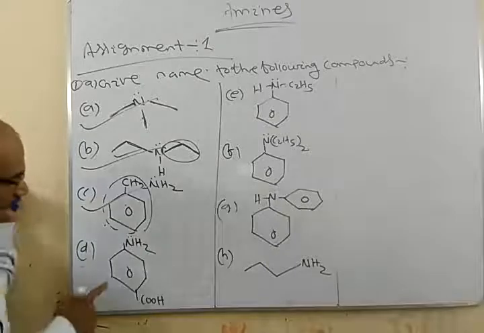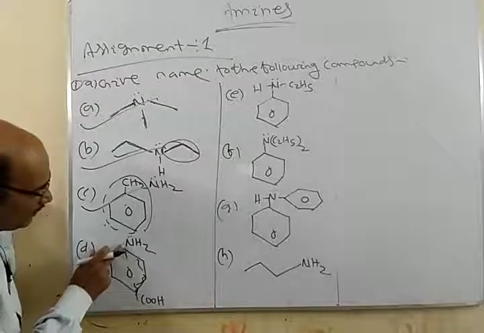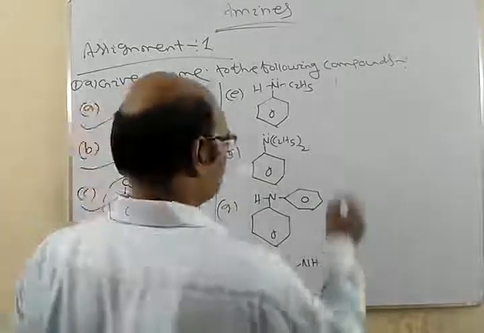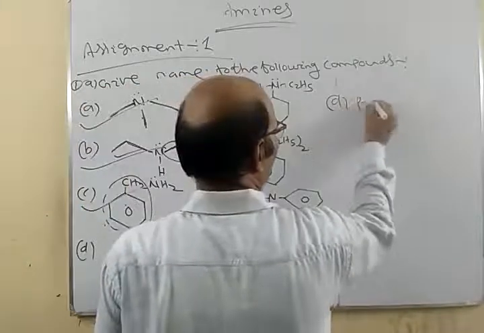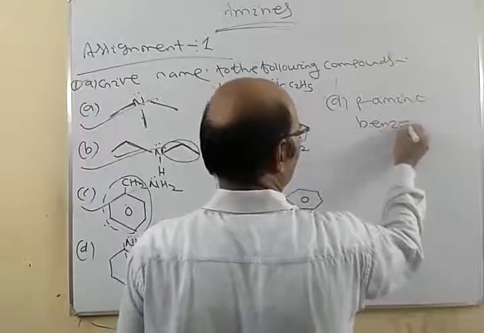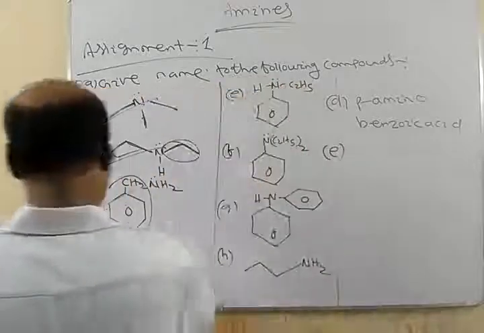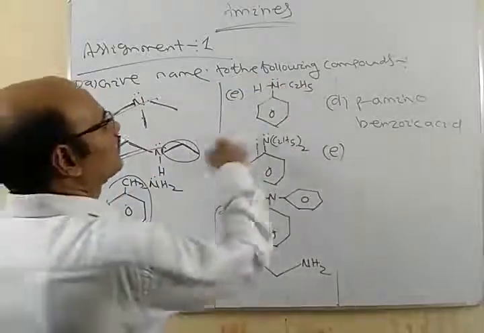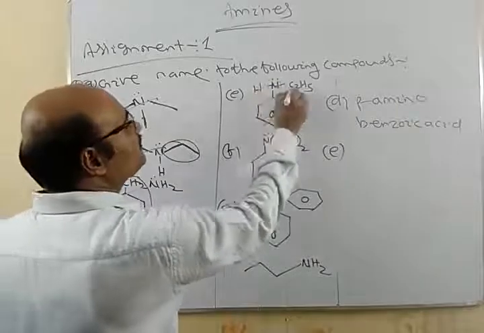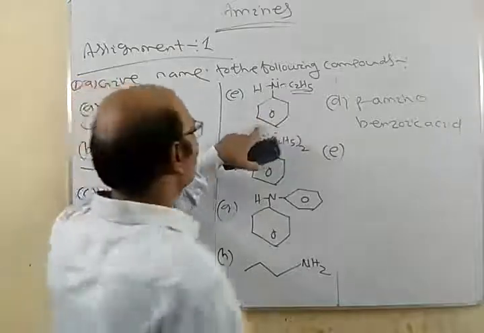Now this one, you see 1, 2, 3, 4, para amino. This is what? Benzoic acid. Okay. Para amino benzoic acid. Okay. Now this one. This is your benzene ring with NH2. Aniline. To the aniline we have an ethyl group here. So what is that? N-ethyl aniline. Okay.